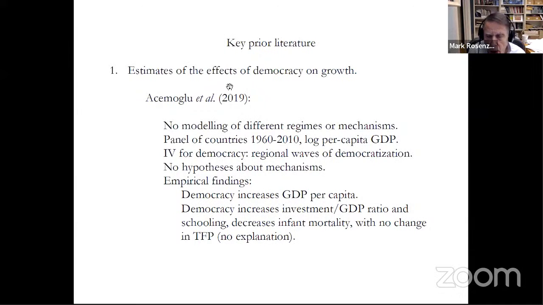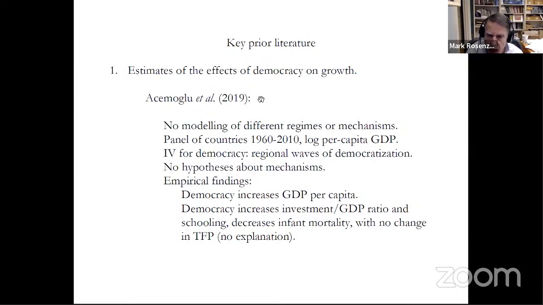All right, so let me briefly talk about the prior literature, because some of it is going to inform what we do, and some of it's going to show why we think we have an advance over that literature. So in terms of the macro literature, the latest set of estimates is from Acemoglu and Johnson, which appeared in the Journal of Political Economy in 2019. They have a panel of countries covering 50 years. Their outcome variable is log of per capita GDP. They have an instrumental variable strategy for identifying the effects of democracy, which is basically using regional waves of democratization. There are no hypotheses about the mechanisms, and their empirical finding is that democracy increases GDP per capita, it increases the investment-GDP ratio, it increases schooling, and there's no change in TFP. So that's it. It's an empirical finding.